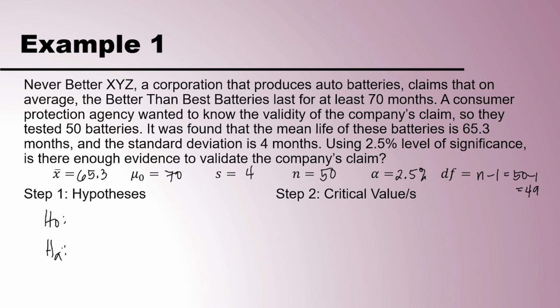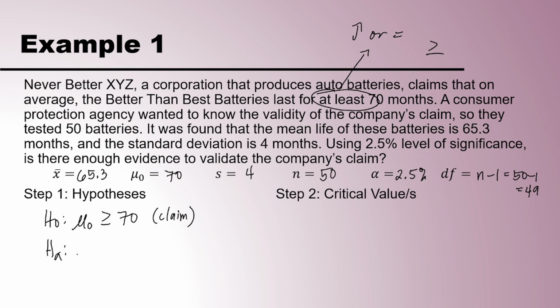To write H0 and HA, you have to look for the claim and identify the corresponding symbol based on the keyword in the claim. So let's go back to the first sentence. Never Better XYZ claims that the batteries last at least 70 months. And we know, when we are talking about at least, the values can be higher or equal to. In other words, at least is translated as greater than or equal to. Our H0 now is the hypothesized mean is greater than or equal to 70. This is the claim of the company.